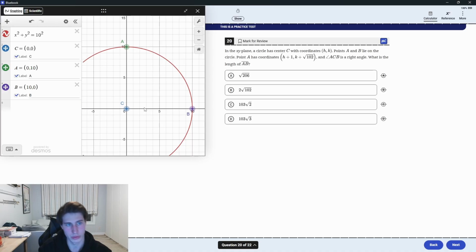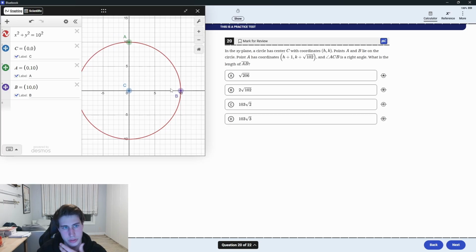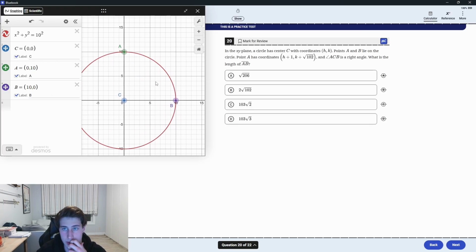And then we'll label these points. Okay, so this is essentially what this is going to look like somewhat. Maybe the points are somewhere else, but this is just to help us visualize this graph, this circle here. So what is the length of AB? So it's looking for this length here.